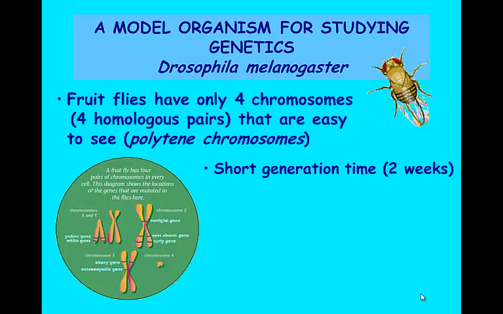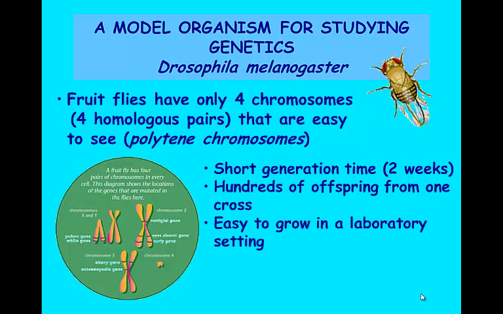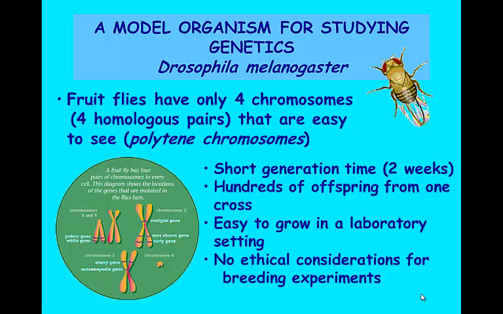The nice thing about the fruit flies is they can regenerate in 2 weeks. It's easy to make hundreds of offspring from one cross. Easy to determine crosses. Once the fruit flies hatch, you separate males from females, and then you can control the crosses. They're very easy to grow in a laboratory, and not too many people get excited when you kill a fruit fly.